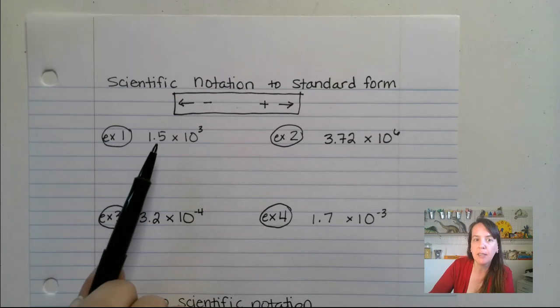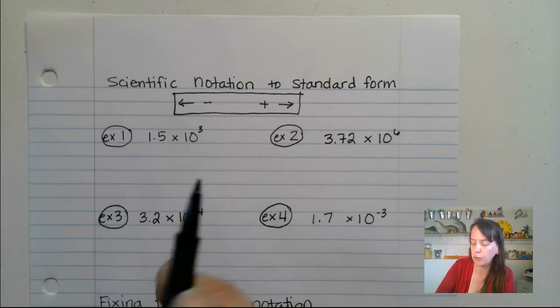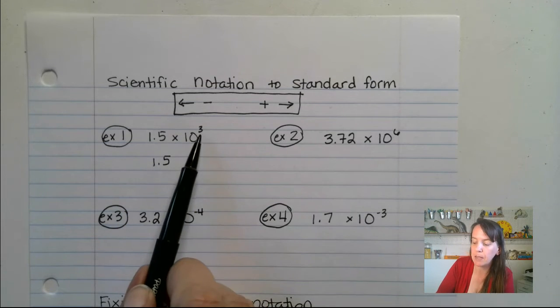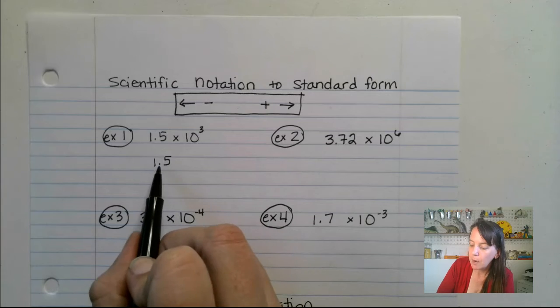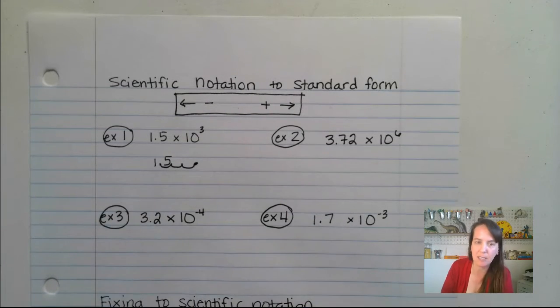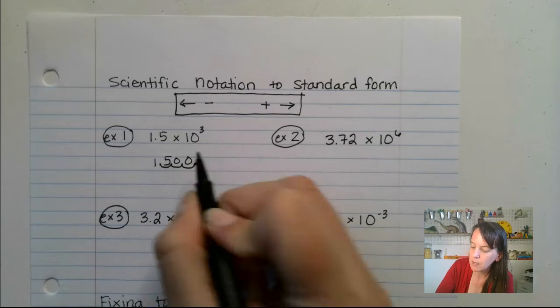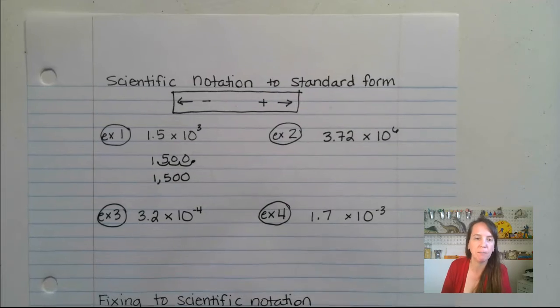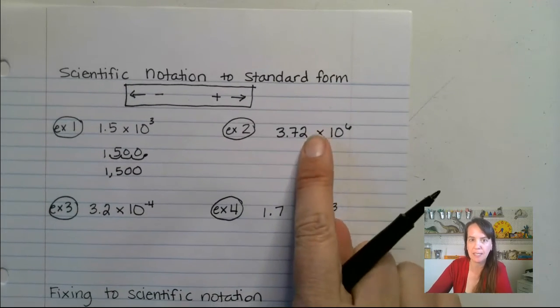So for this case, 1.5 times 10 to the third power. What I'm going to do is write 1.5, and then I'm in the positive direction, so I'm going to go to the right. I'm going to go 1, 2, 3 spots and put my decimal. You'll see that I need some zeros for placeholders there. So my number then is 1,500.